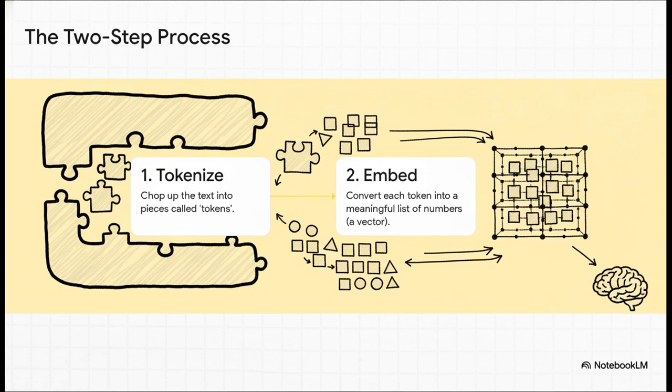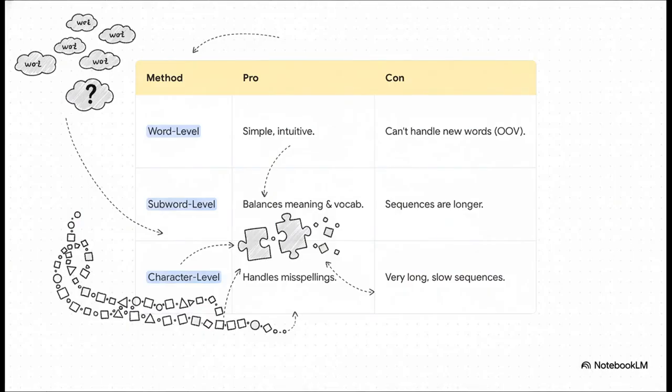First, we take the text and we chop it up into smaller pieces, and these are called tokens. Then, for each of those little tokens, we convert it into a special list of numbers that represents its meaning. And that list of numbers has a name. It's called an embedding. Now, you might think, okay, chopping up text, how hard can that be? But it's actually a bit tricky.